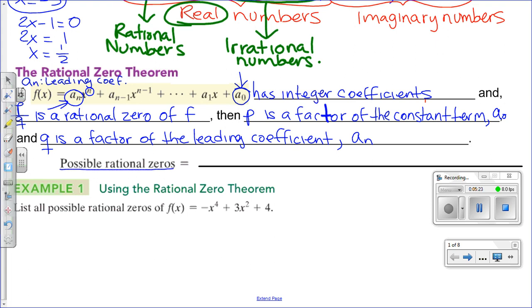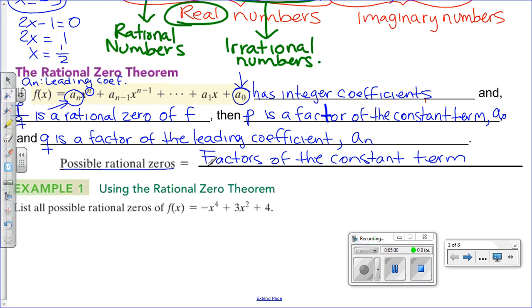So don't forget, we're talking about the factors of the constant term divided by the factors of the leading coefficient.